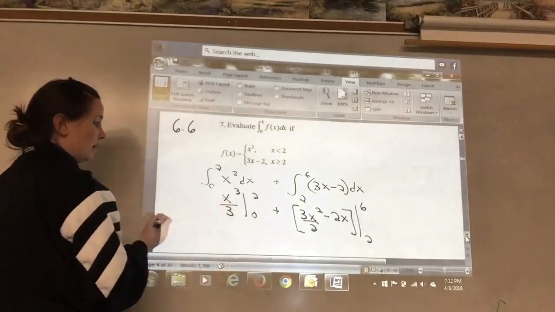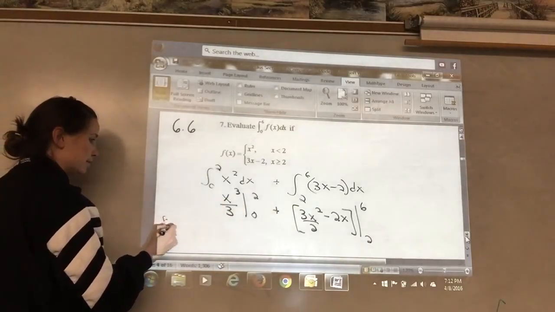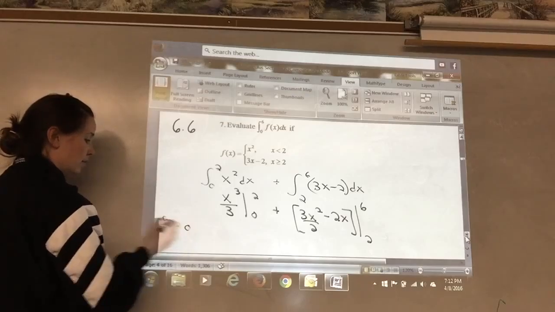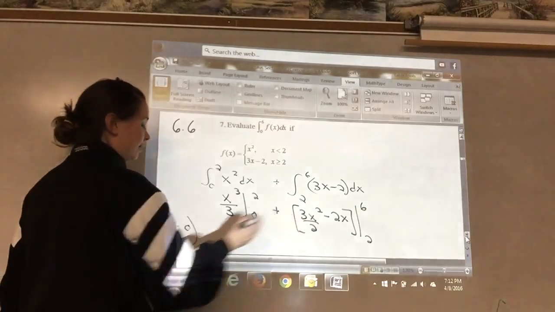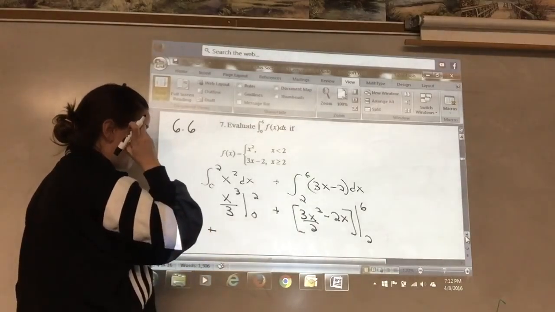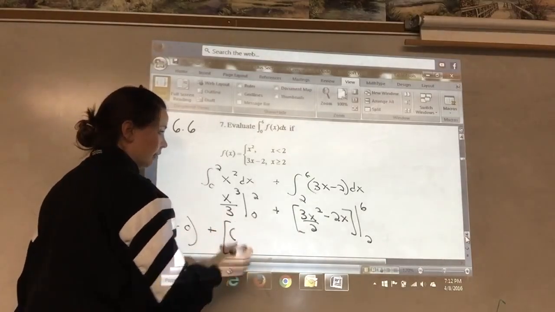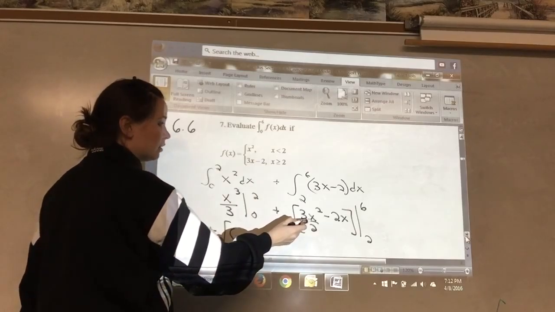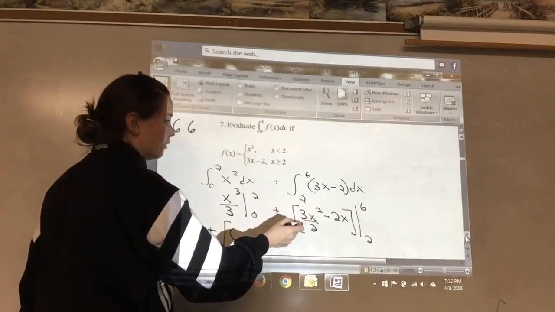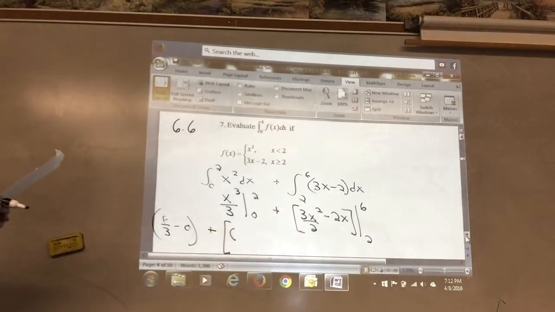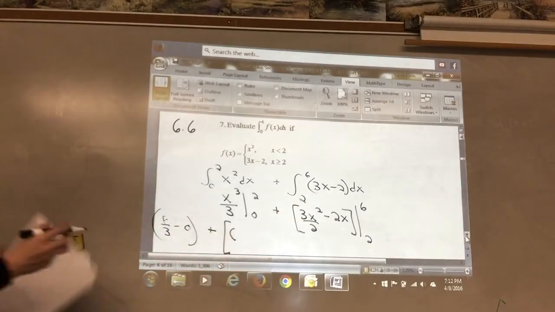Take the 2, sub it in. I'm going to get 8/3 minus 0. Okay, so that's the first piece. Over here, I have to sub the 6 in. Okay, let me put a bracket here, and we're going to focus on the 6. So 6 squared is 36. Times 3 divided by 2, I'm going to cheat real quick. I get 54.